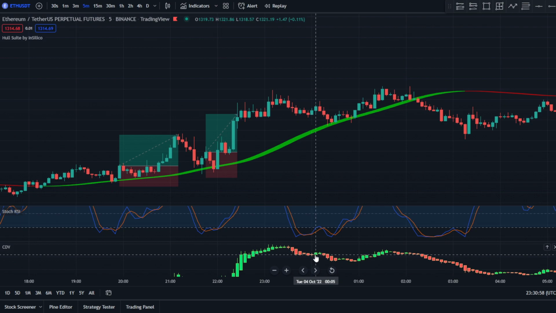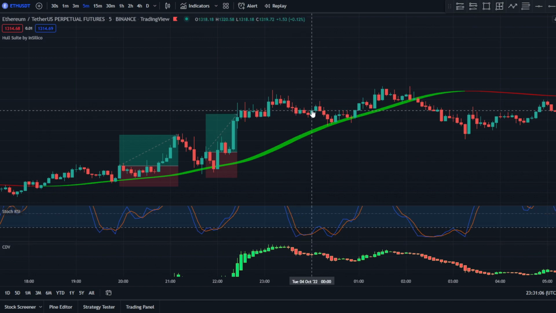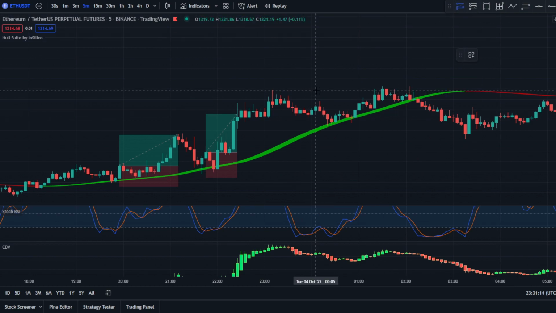So right here would be our valid position to go long. You can see that we have the crossover of the blue line above the orange line, CDV is green in color, the price is above the house sweep, and the house sweep is green in color. So we're going to enter when the crossover has happened, which is on this candle.